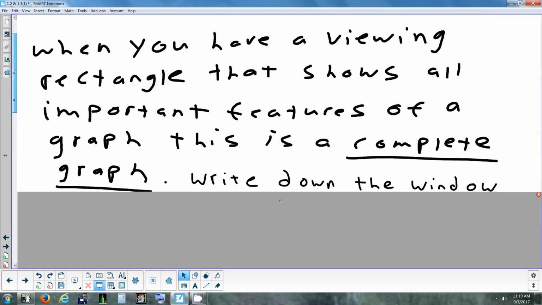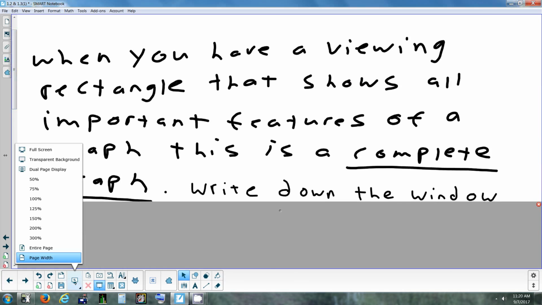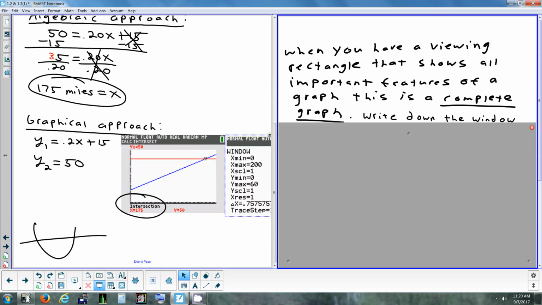All right. So when you have a viewing rectangle, when you have a screen on the calculator that shows all the important features of the graph, that's called a complete graph. For my problem, using these x max, x min, y max, and y min values gives me a complete graph. The most important thing that I want to see is the intersection point. If that intersection point is off the screen, I'm missing something important, and I don't have a complete graph.